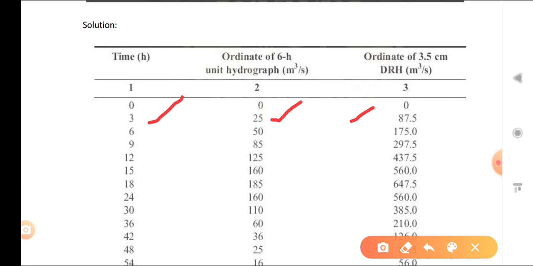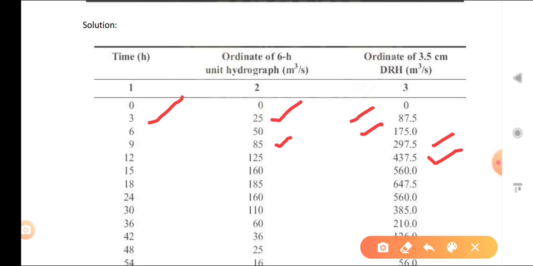Similarly for 6, 50 is given. Now how do we find the DRH ordinate? Simply multiply 50 by 3.5. You can follow the same process. For 9 hour, the ordinate of the 6-hour unit hydrograph is 85. And how do we find the ordinate of DRH? We multiply 85 by 3.5, and it will be 297.5. Similarly for 12 hour, it is given as 125. So we multiply 125 by 3.5, and it will be equal to 437.5.